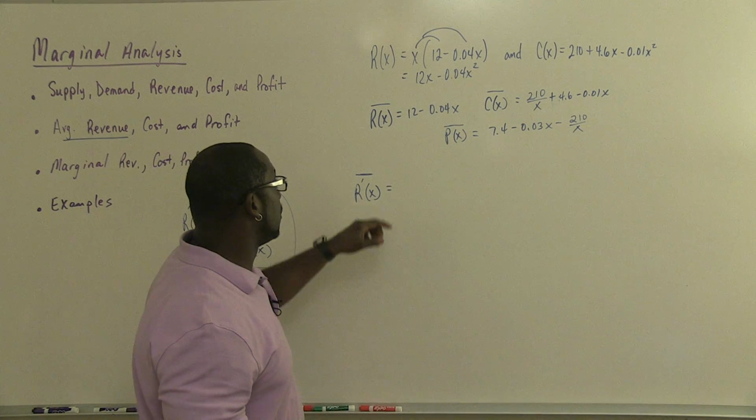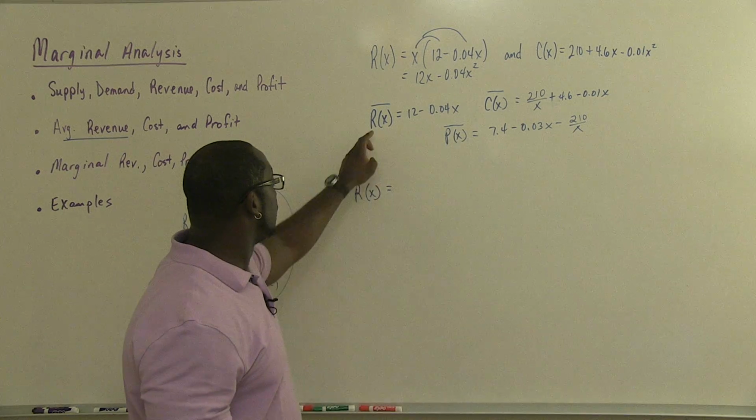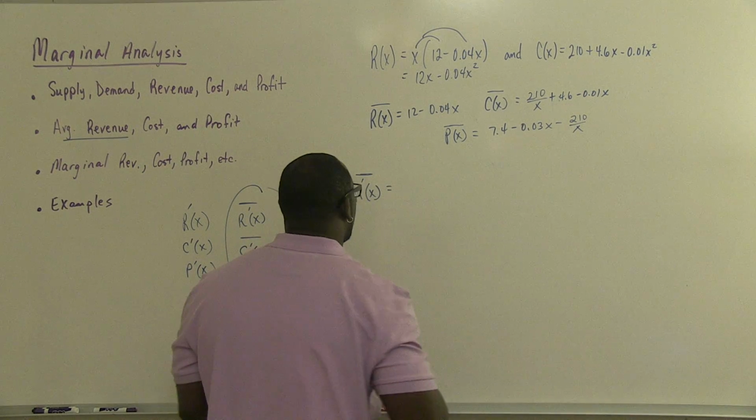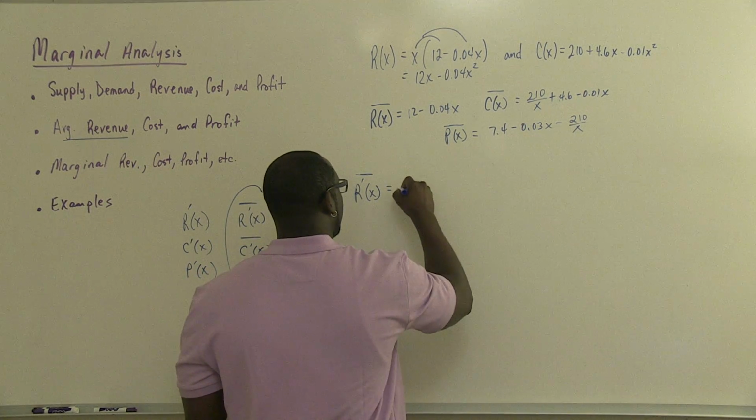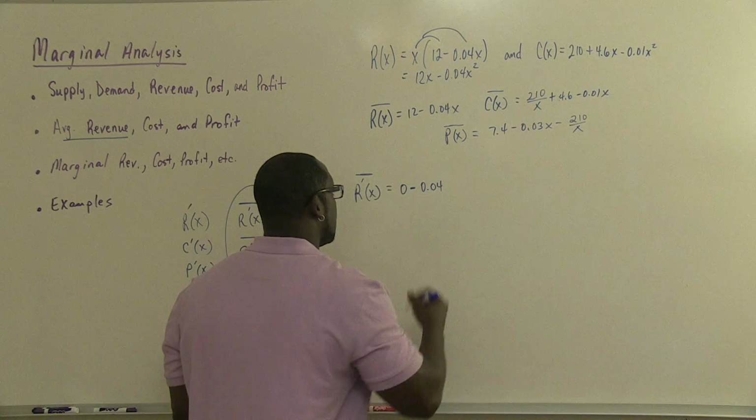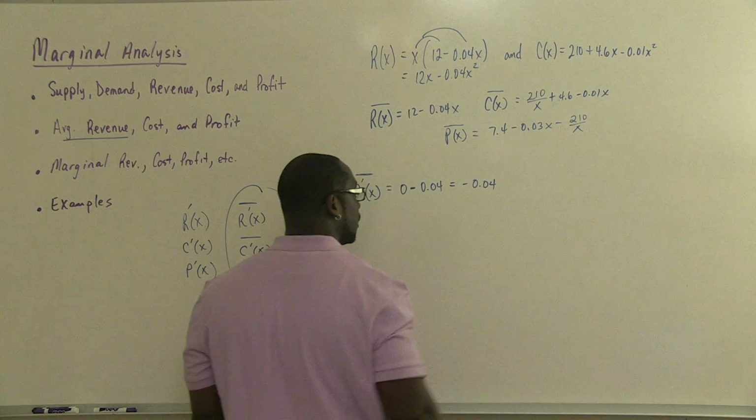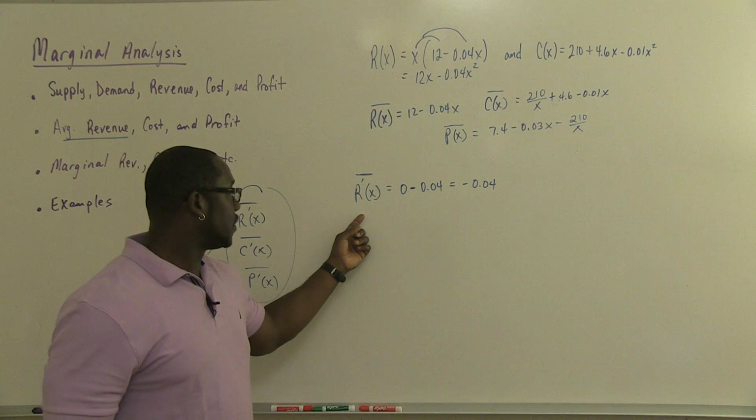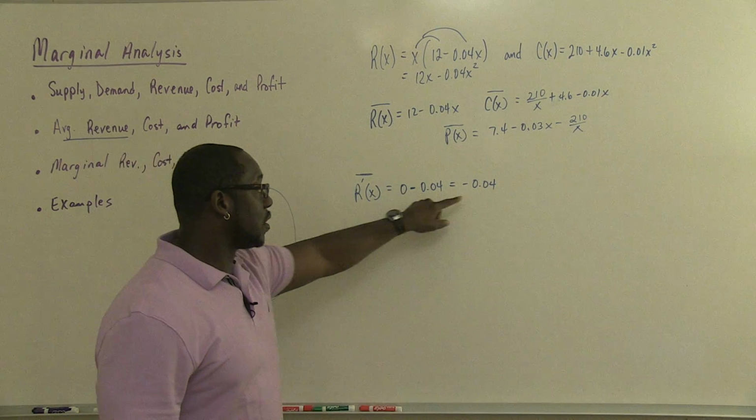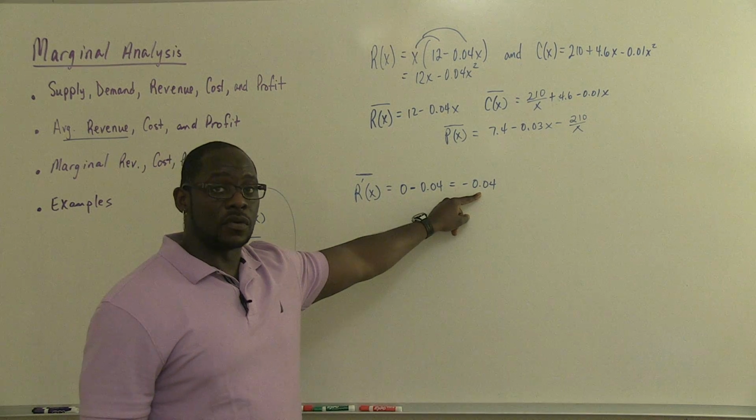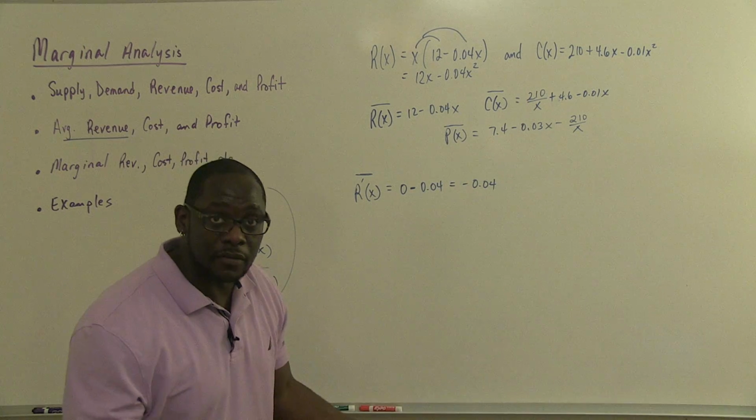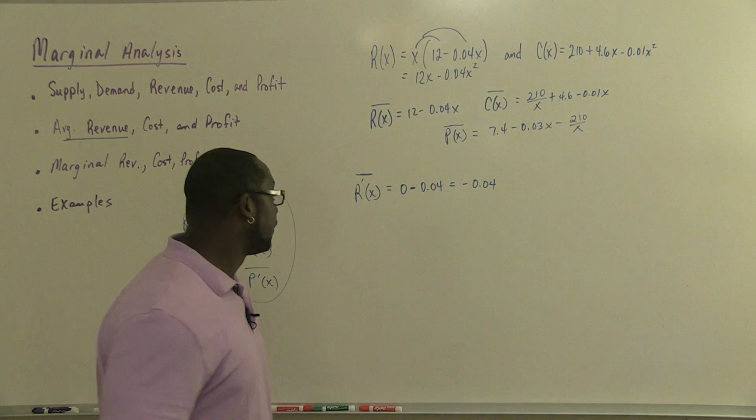By just taking the derivative of the average revenue. So the derivative of 12 is 0, and we have 0.04. Derivative of x is just 1. So we see that we have this. So what this is communicating to us is that the average marginal revenue is always decreasing at a rate of 0.04. So if we looked at that in dollars, we would say it's decreasing at a rate of 4 cents per unit, okay?